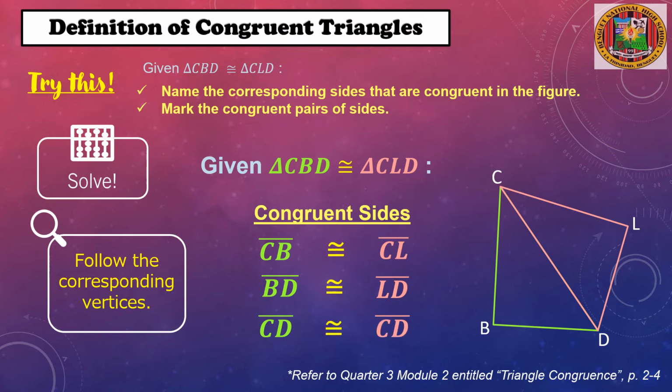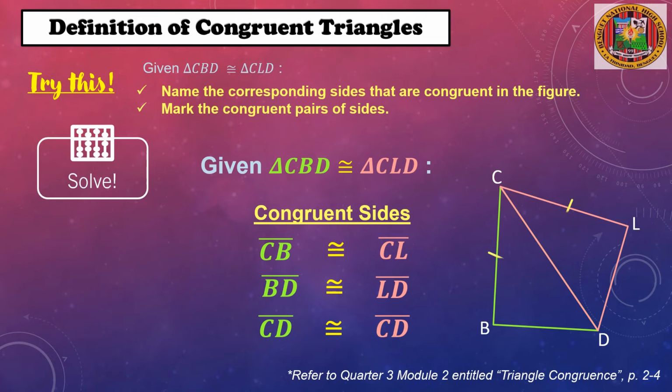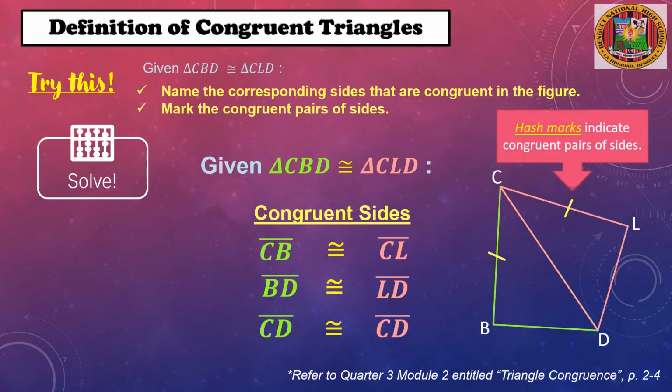To mark the congruent pairs of sides, we use hash marks. For line segments, we use short line segments intersecting the sides. Notice that we use the same number of hash marks for congruent pairs. Thus, we have one hash mark for the congruent pair of line segments CB and CL, two hash marks for line segments BD and LD, and three hash marks for line segment CD, which we see is congruent to itself.